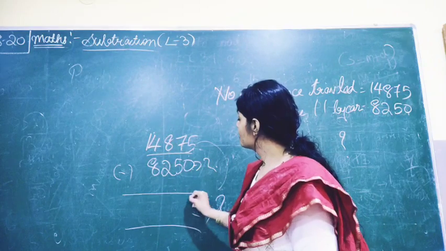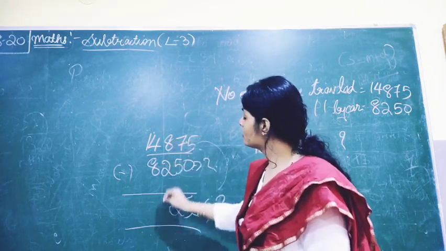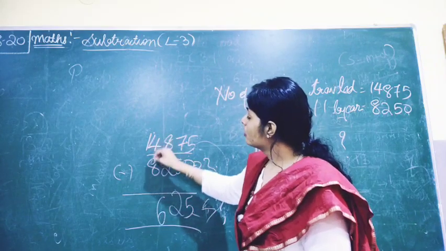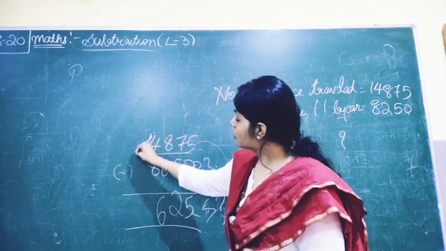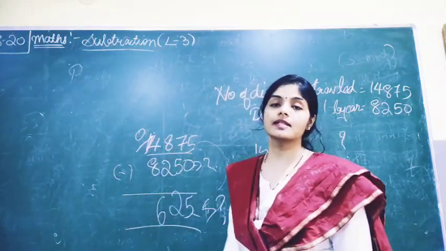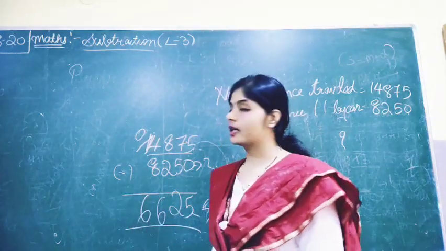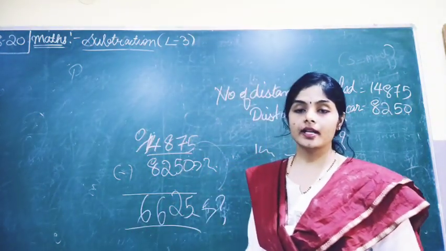So 5 minus 0 is 5. 7 minus 5 is 2. 8 minus 2 is 6. You can't subtract 8 from 4. So borrow from 1, this becomes 0, this becomes 14. So 14 minus 8 is, after 8, 9, 10, 11, 12, 13, 14, 6. Got it? Understood, children?